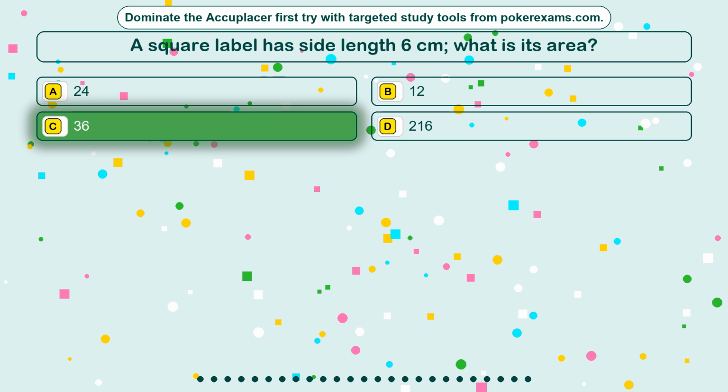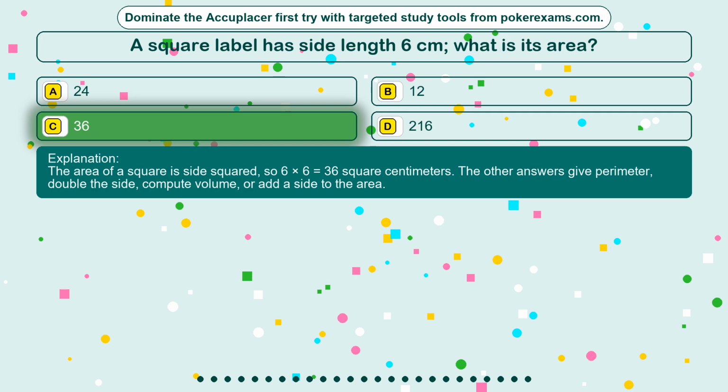The correct answer is Option C, 36. The area of a square is side squared, so 6 times 6 equals 36 square centimeters. The other answers give perimeter, double the side, compute volume, or add a side to the area.